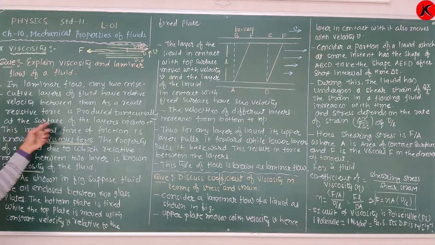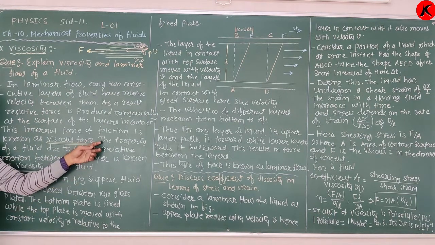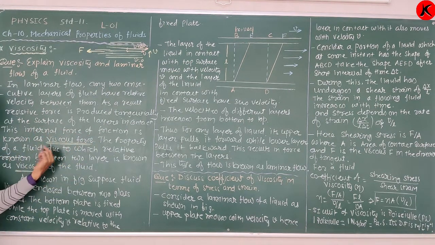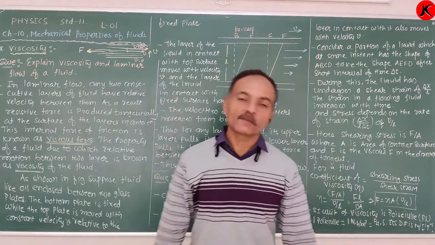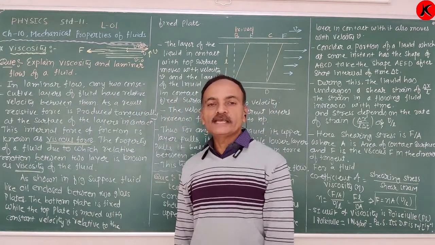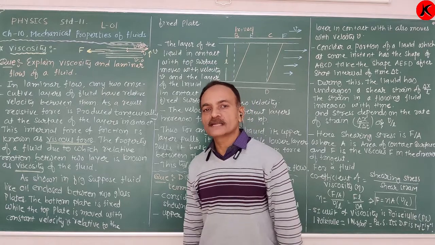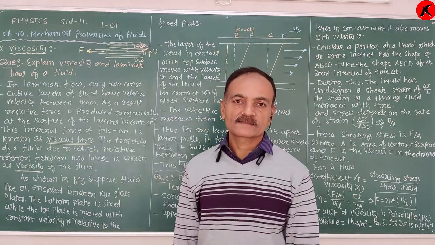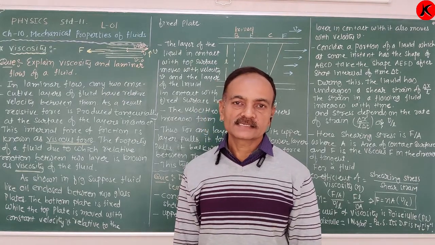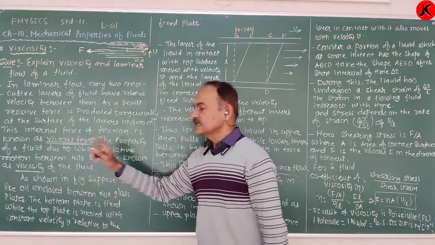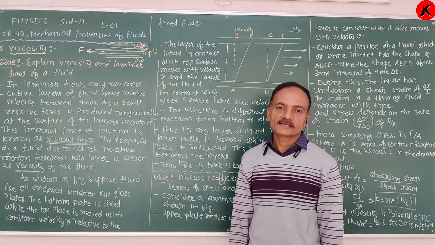And this internal force of the friction is known as the viscous force. The property due to which the relative motion between two layers occurs is known as the viscosity of a fluid. So in short, due to the viscosity property, the fluid flows in the form of different layers with different velocity. Clear this? And this property is known as the viscosity of a fluid.